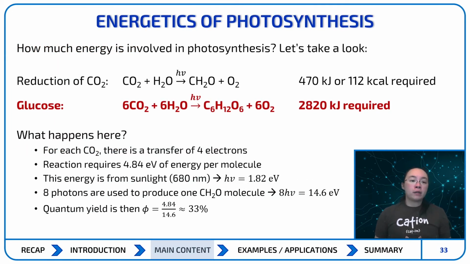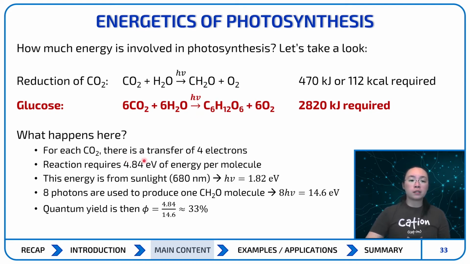Now let's summarize everything in terms of the energetics of photosynthesis. How much energy is involved in photosynthesis? First, we have the reduction of carbon dioxide, given by this equation, and approximately 470 kilojoules is required. Now with glucose, we then have this equation, and like we presented in the thermodynamics chapter, we have 2,820 kilojoules that are required for this to happen. So what's happening here?